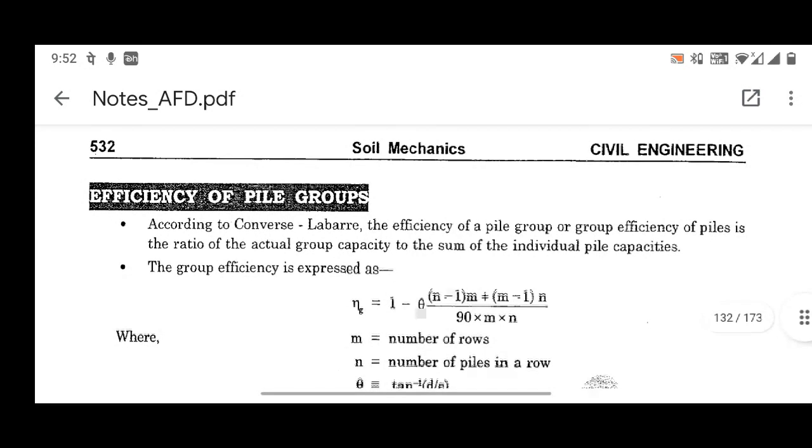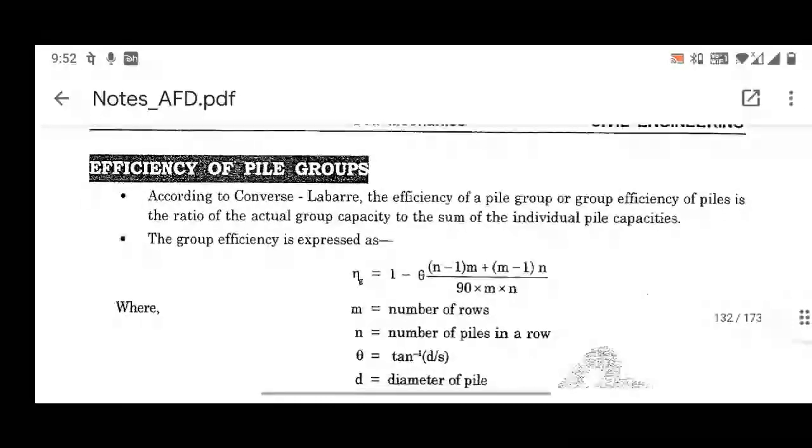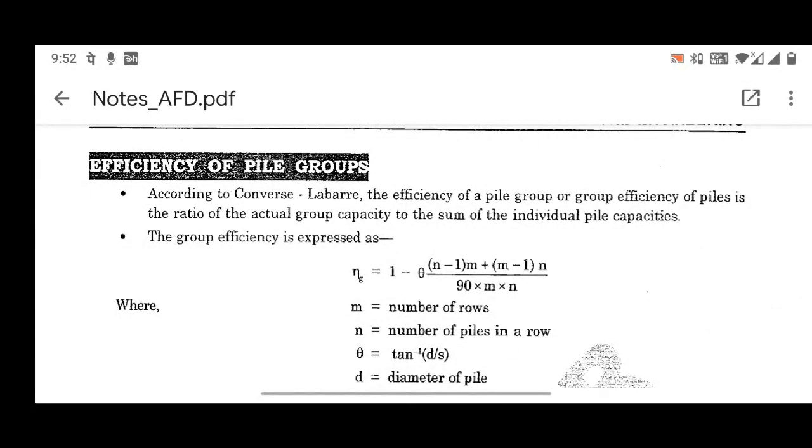Now this is another topic, basically from the pile group only. How will we compute the efficiency of a pile group? According to the Converse-Labarre equation, please consider this a very important topic, because maximum questions in GATE are asked from this equation. This is the Converse-Labarre expression for finding the efficiency of a pile group, that is, the ratio of actual group capacity to the sum of individual pile capacities. That is what we have learned so far.